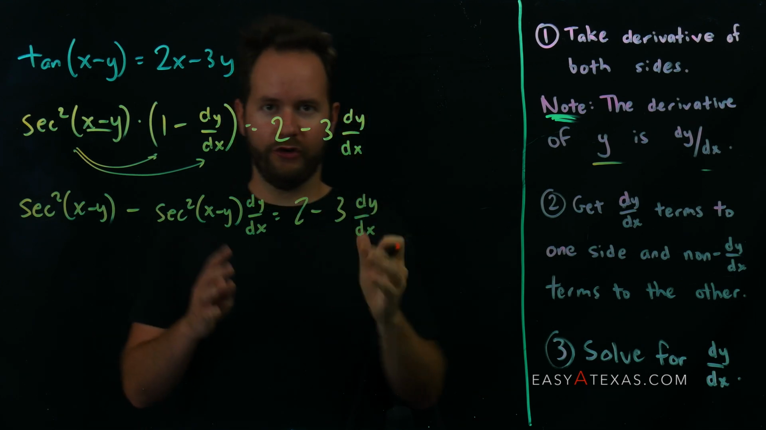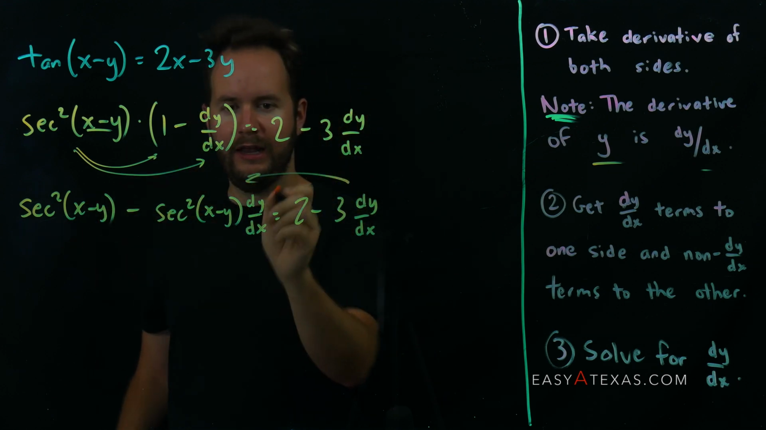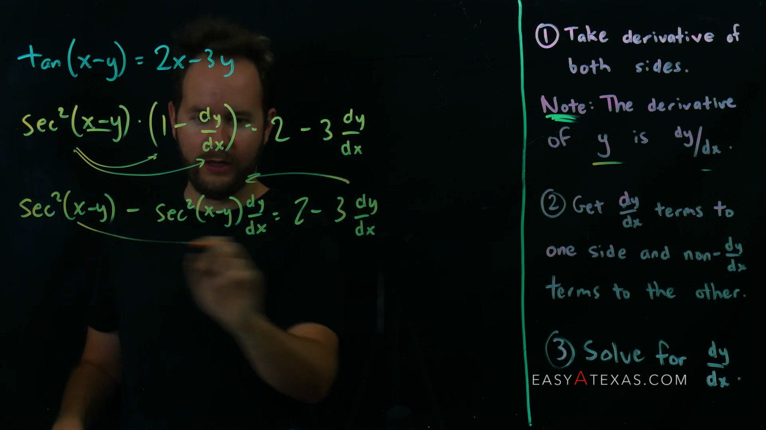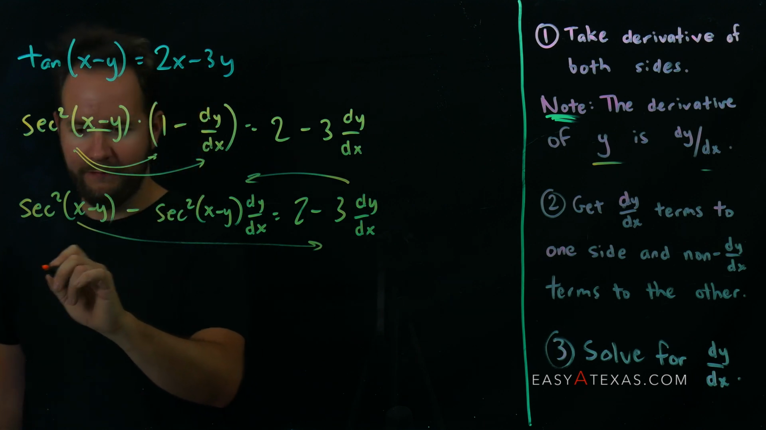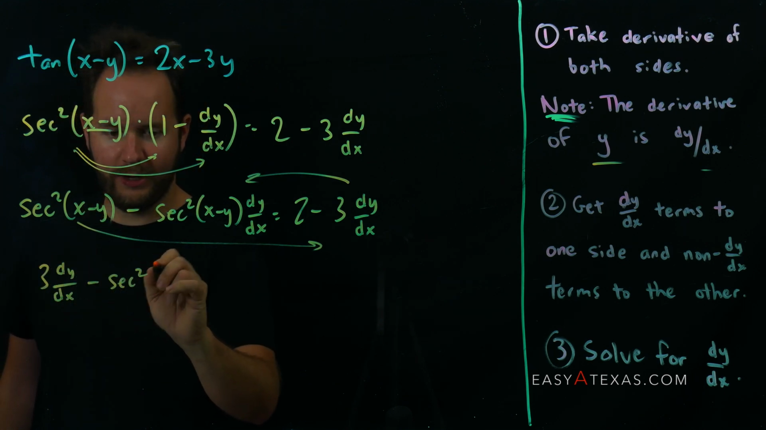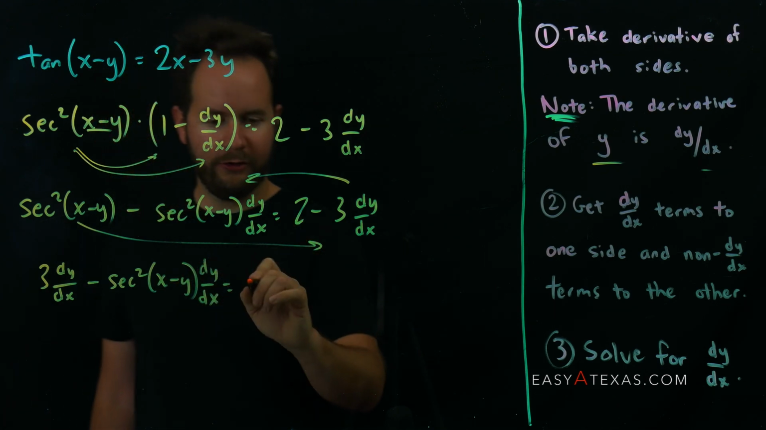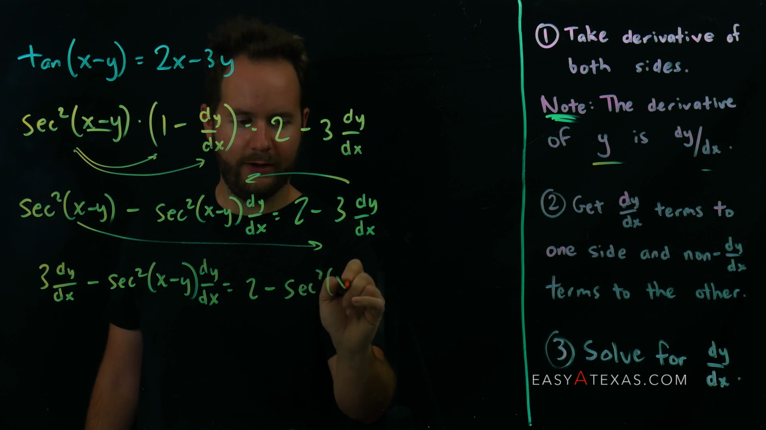And now I need to shuffle terms around. I'm going to add this negative 3 dy/dx over to the left, and I'm going to subtract this secant squared of (x minus y) over to the right. So here we go. I'm going to have 3 dy/dx minus secant squared (x minus y) dy/dx equals 2 minus secant squared (x minus y).